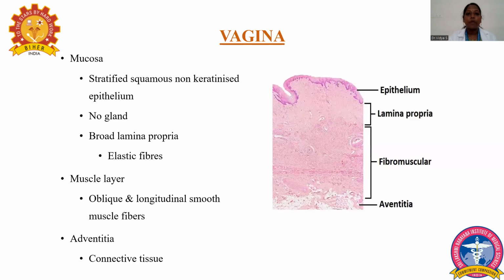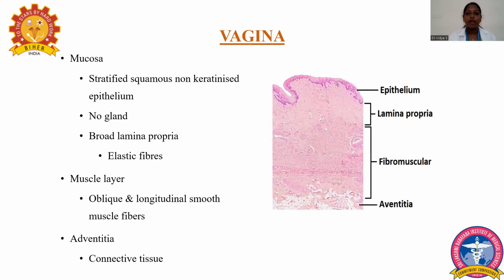Next is the vagina. The vagina is divided into a mucosal layer, muscle layer, and the adventitial layer. The mucosa in the vagina is coated by the epithelium, which is stratified squamous non-keratinized epithelium. So this one is the stratified squamous non-keratinized epithelium. And there is no particular gland in the vagina. But in the cervix, we can see the cervical glands. In the vagina, there is no gland.